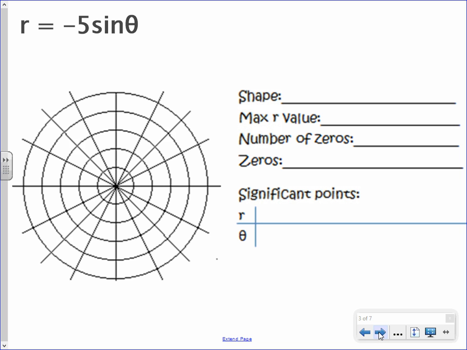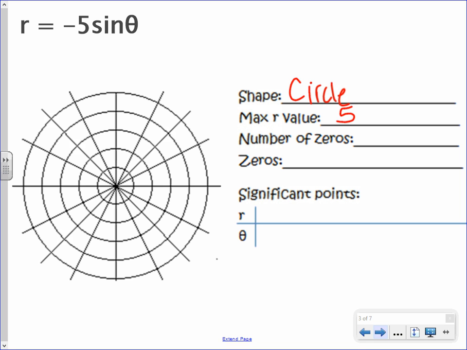Okay, so r equals -5 sine theta. Callie, what are we working with here? We are working with the circle. You're going to see this little thing right here on every graph that you make: R max, R value. How big is the circle? It has diameter of 5. So the furthest away from the pole is going to be 5.